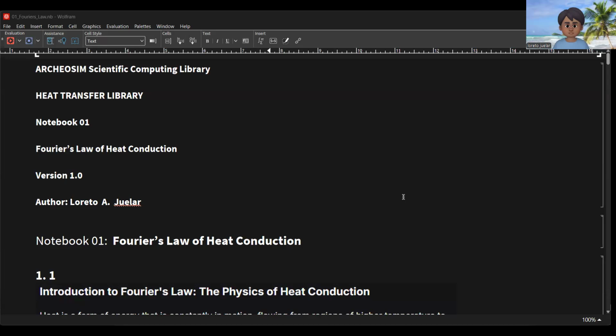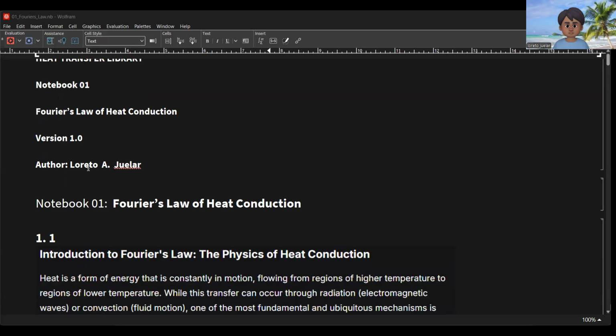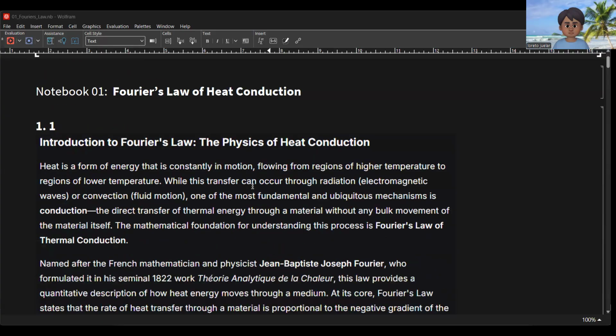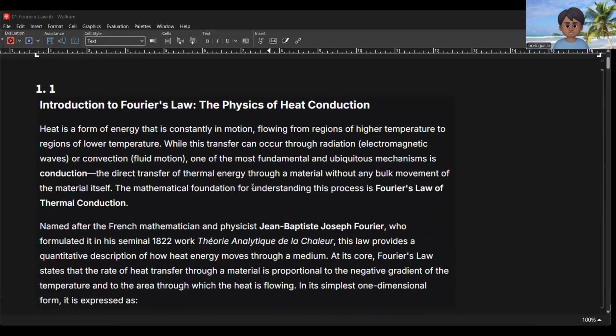QSIP Scientific Computing Library, heat transfer library. So we have notebook number one, Fourier's law of heat conduction, version one, author Loredo A. Villar. Introduction to Fourier's law, the physics of heat conduction.